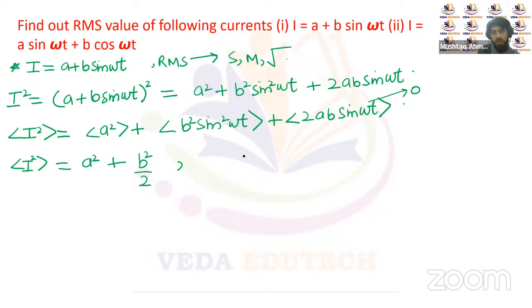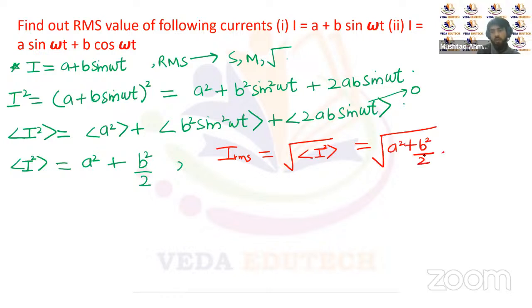If this is our I square, then taking the root value, our IRMS will be equal to the root of this value. It's the square root of A square plus B square over 2. So this is the RMS value for this current. Square root of A square plus B square over 2 will be the RMS value for this current.